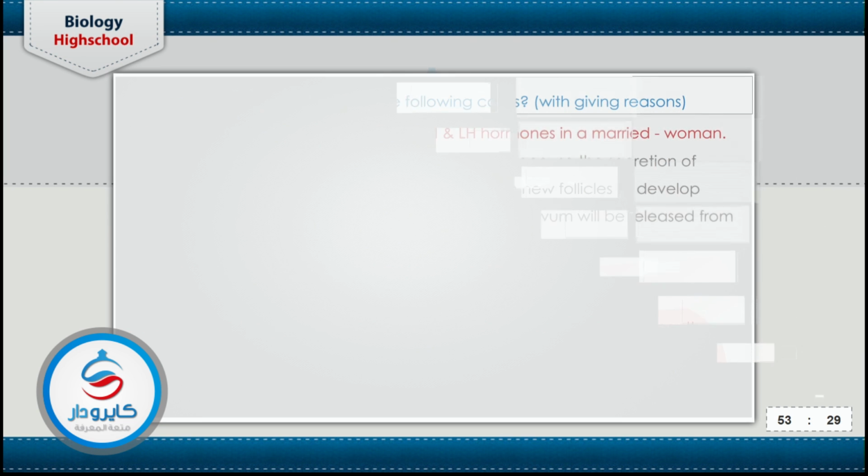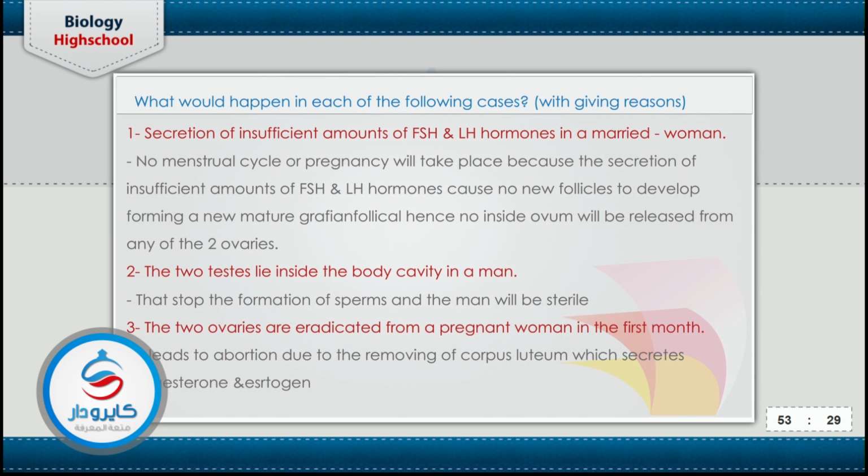The third question: the two ovaries are removed from a pregnant woman in the first month. That leads to abortion, because the corpus luteum is located inside the ovaries, and it is responsible for the secretion of estrogen and progesterone hormones, which increase the thickness of the endometrium and increase its vascularity. Removing the ovaries means removing the corpus luteum, which leads to abortion.